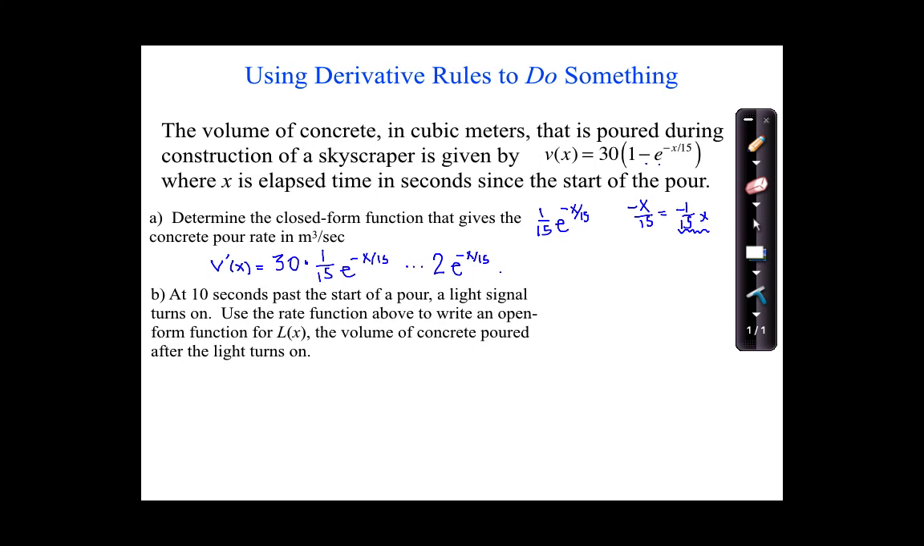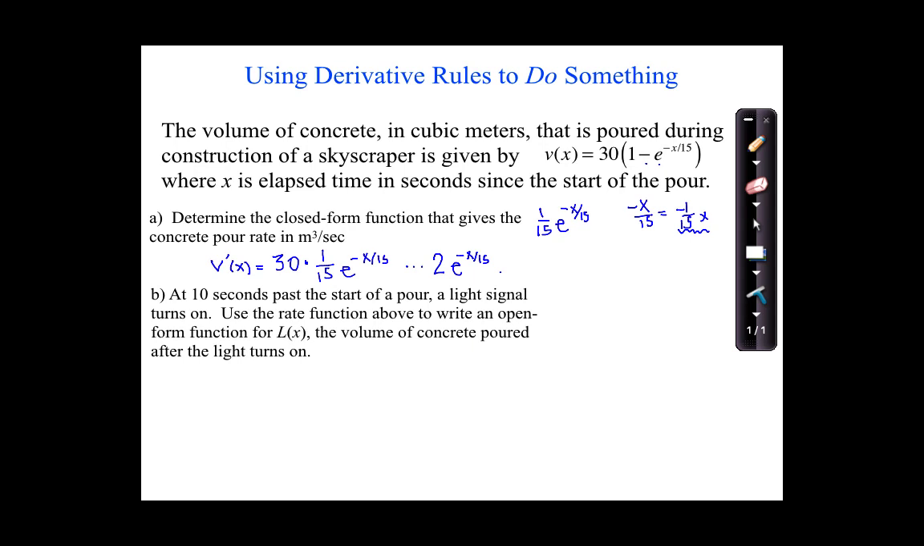Okay. So this is the rate of change of the amount of concrete that's been poured. This would always be a positive valued function, since e to a power is always positive, and then we multiply it by 2. So I could say that the amount of concrete is increasing, which makes sense since we're pouring it, at a rate given by 2 e to the negative x over 15. So this is the rate in cubic meters per second. This is the amount in cubic meters.